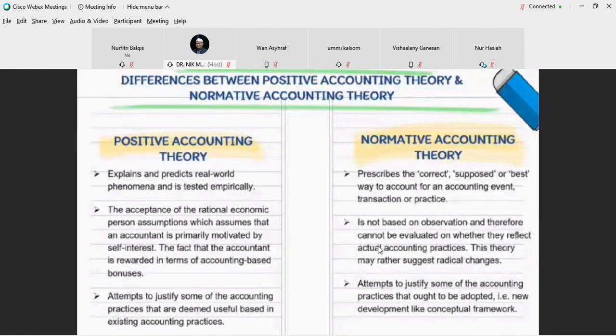Third, positive accounting theory attempts to justify some of the accounting practices that are deemed useful based on existing accounting practices, while normative accounting theory attempts to justify some of the accounting practices that ought to be adopted, for example, new developments like the conceptual framework. Normative accounting also deals with future events rather than past data, which is the domain of positive accounting practices.